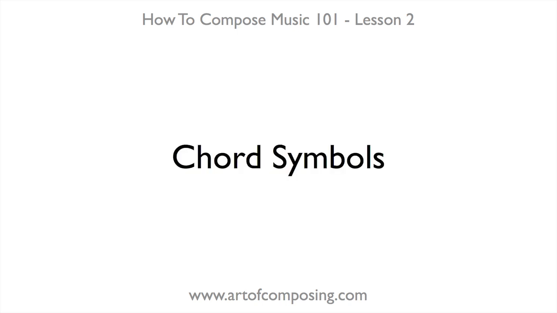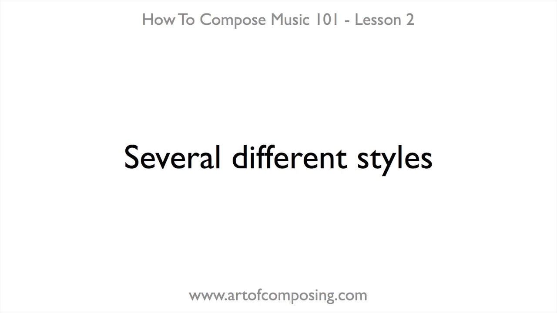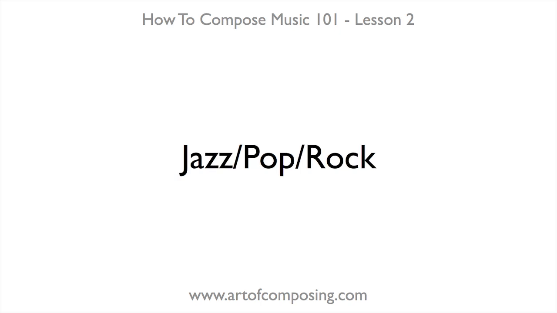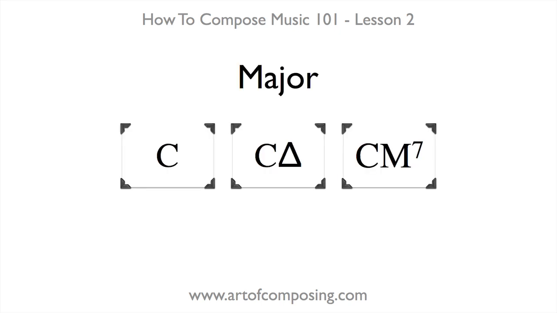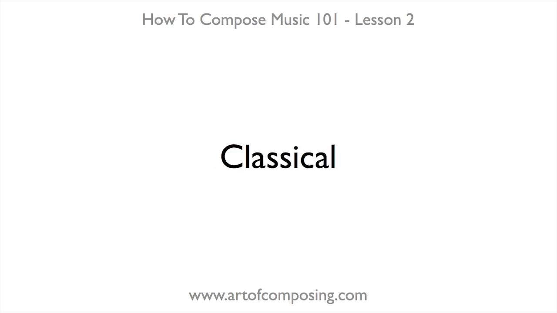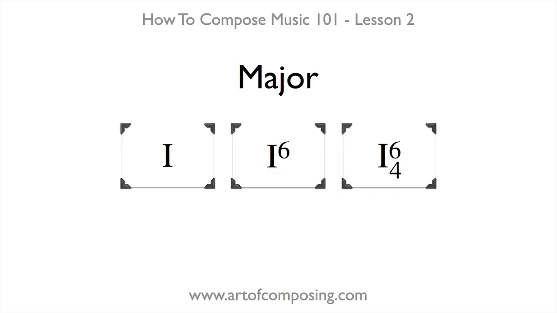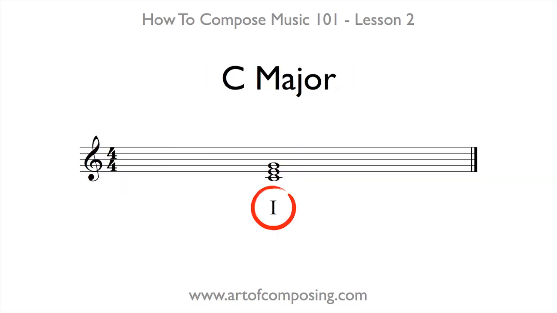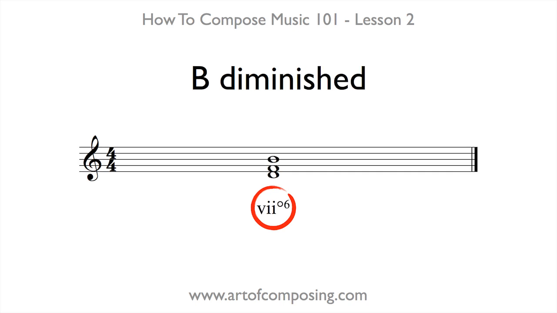Quick note about chord symbols. There are many different ways to say what a chord or harmony is. In jazz, rock, and pop, it's most commonly written with the letter name of the chord and then major, minor, or diminished after it. In classical, the most common way to write a chord is through figured bass. Figured bass uses a Roman numeral system and then an inversion number afterwards. For major chords, the Roman numeral is capitalized. For minor chords, it's lowercase, and then for diminished, it's lowercase, and it has a little o afterwards.